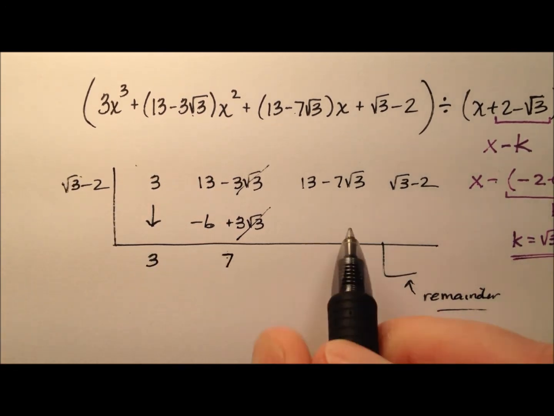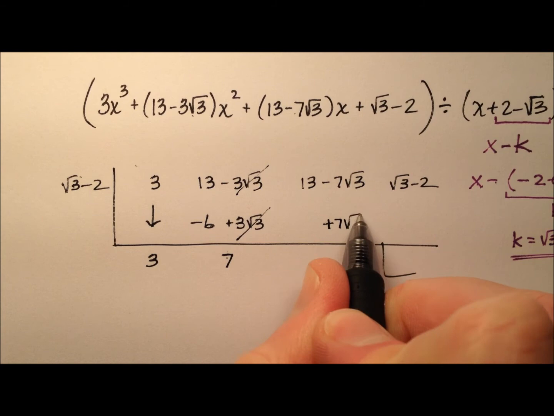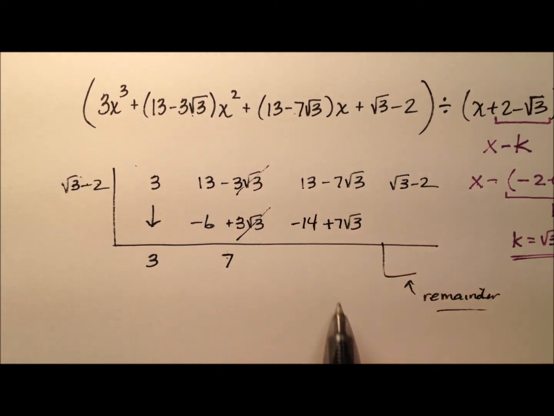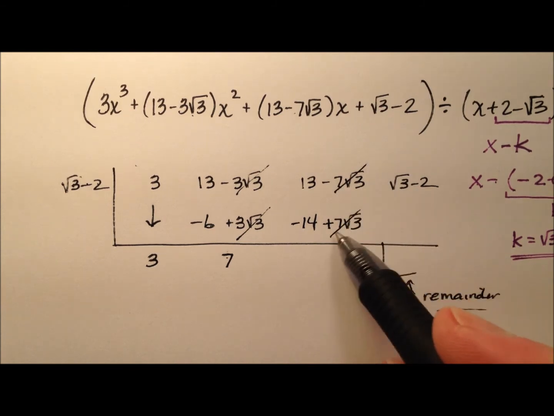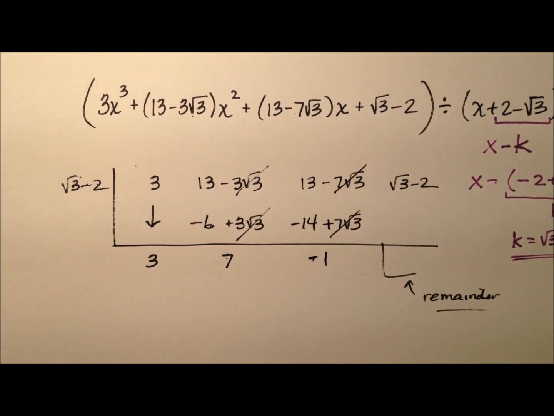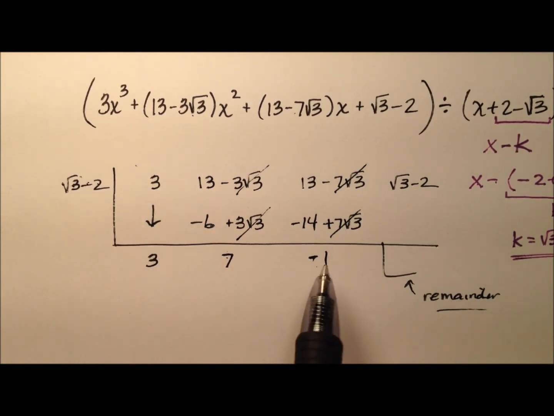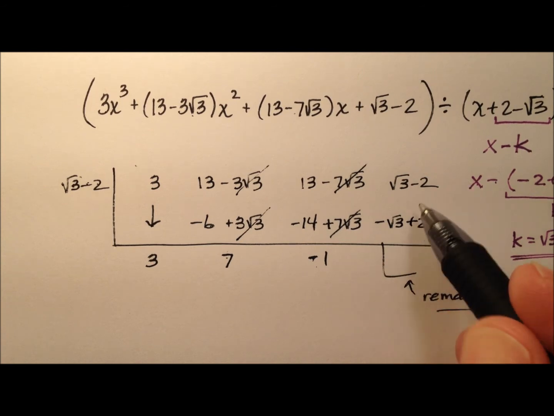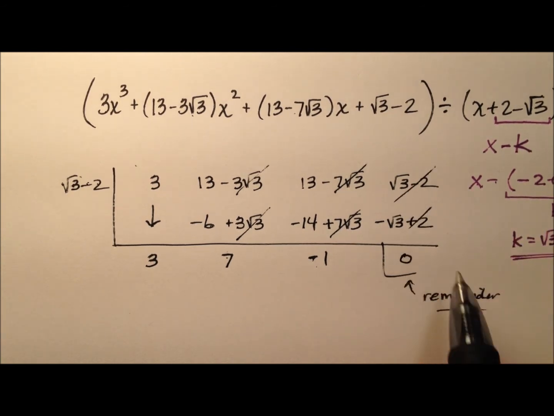Okay, so let's go through my multiplication again. The square root of 3 times 7 is positive 7 square roots of 3, and then negative 2 times 7 is negative 14. So we see again the square roots of 3 cancel, and 13 minus 14 is negative 1. So my final multiplication will give me negative square root of 3 plus 2, and these cancel, and I'm left with 0 for a remainder. So lots of cancellations throughout here.